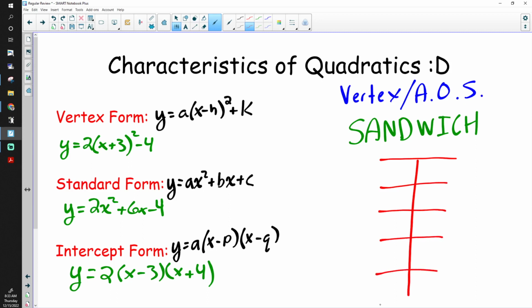One more. You are going to look for a sandwich. You are going to go to your table, and you can figure out what your vertex is. For example, let's say my vertex is the point 2, 3. You are going to look for the number that is sandwiched between two of the same numbers. So what it might look like is this.